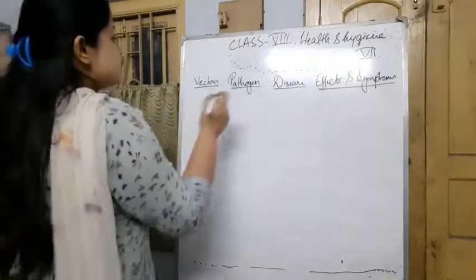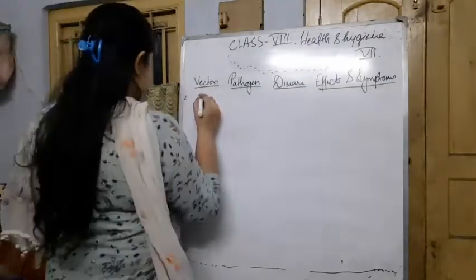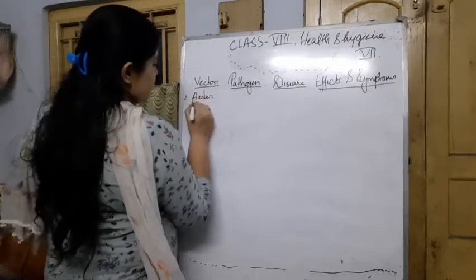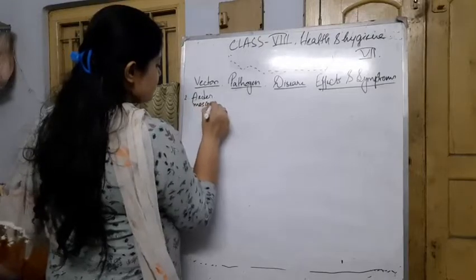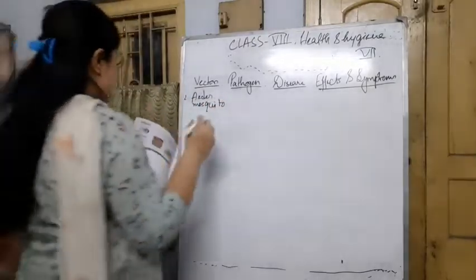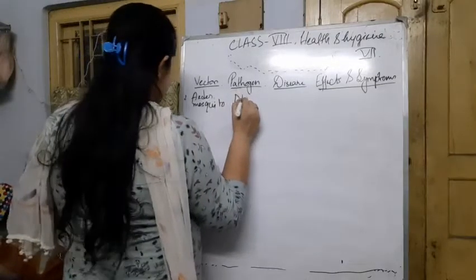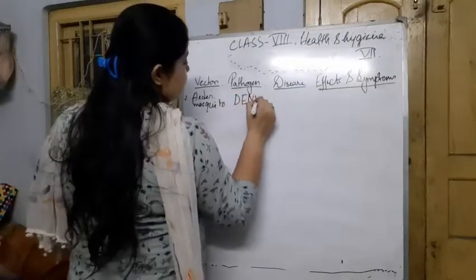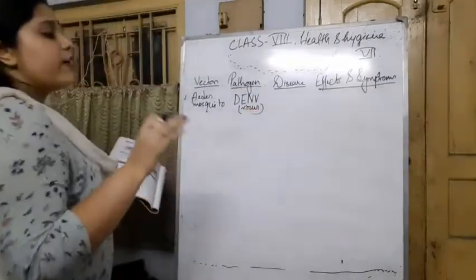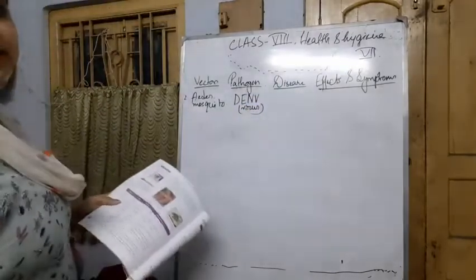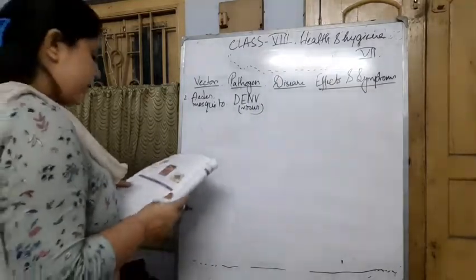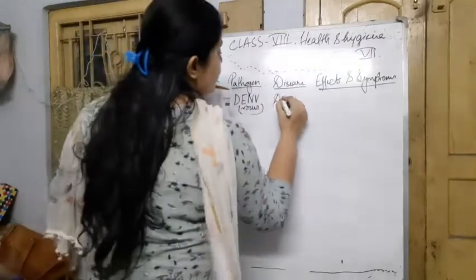Okay, so the second vector is the Aedes mosquito, and the pathogen name is the dengue virus. So you have to keep in mind which are the virus pathogens, which are the bacteria pathogens, which are the protozoa or mammalian pathogens, etc. Okay, and the disease is called dengue.